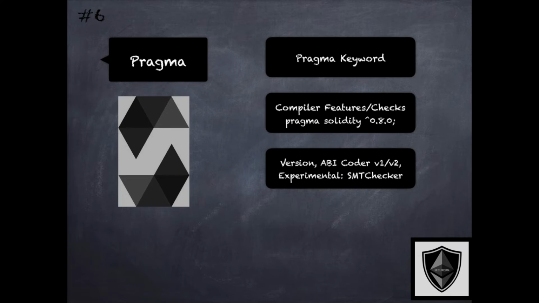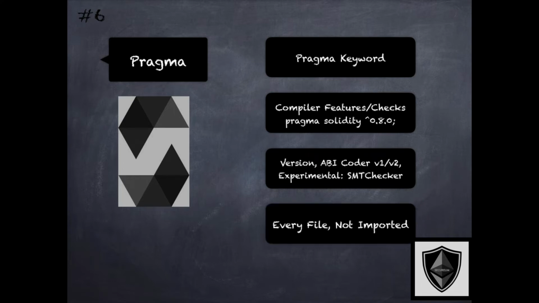The second pragma directive helps the developer to specify the use of any experimental features in Solidity. And as of now, this is really one experimental feature known as the SMT checker. What needs to be kept in mind with the pragma directives is that they are local to the files where they're specified. So if you have a Solidity file that imports other files, the pragmas from the imported files do not automatically carry over to the file that is of concern.